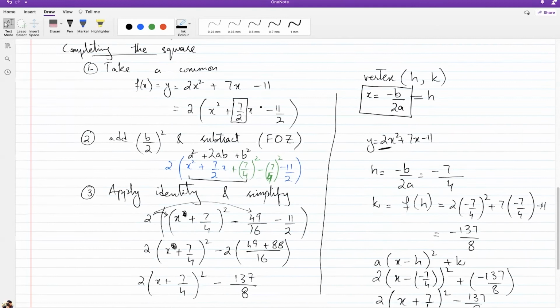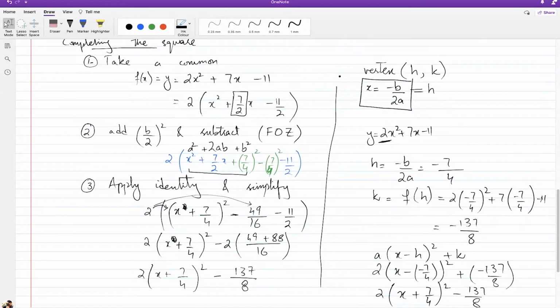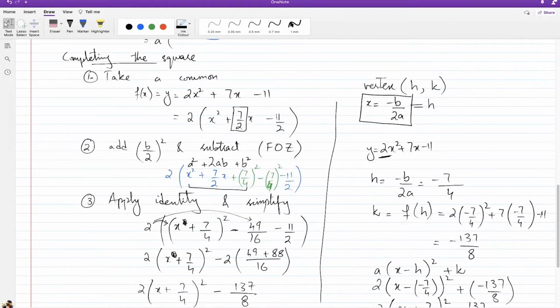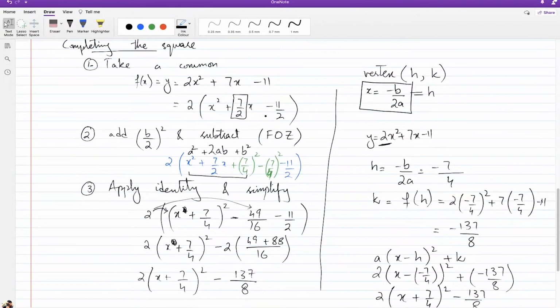That there are two ways of getting the same answer. One is completing the square, and the other is using the vertex HK method. One more thing, if the exam specifies that you have to do completing the square, then you will use this approach.